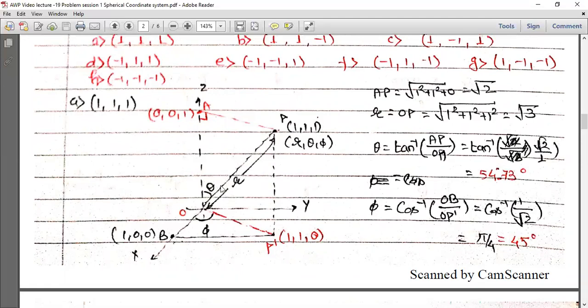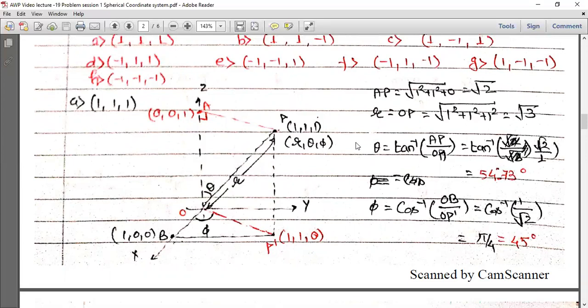That's why this distance from O to P, that is r, is given by OP, and OP will be equal to the square root of 1 square plus 1 square plus 1 square, that is square root of 3. So the first coordinate of this point P will be root 3, the distance of point P from the origin.